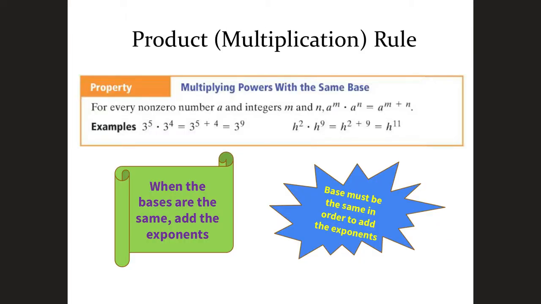So the product rule of multiplication says that for every non-zero number a with integers m and n, we have a to the m times a to the n equals a to the m plus n. So essentially, we're taking the exponents, the 5 and the 4, adding them to give us 9. We're taking the exponents of 2 and 9, adding them to give you 11. And this only works when the bases are the same. You're adding the exponents, but the bases have to be the same in order for this to work. Had these not both been 3's or both been h's, we wouldn't have been allowed to apply the property.